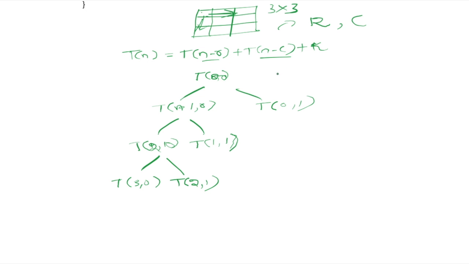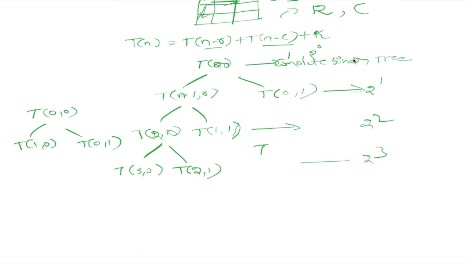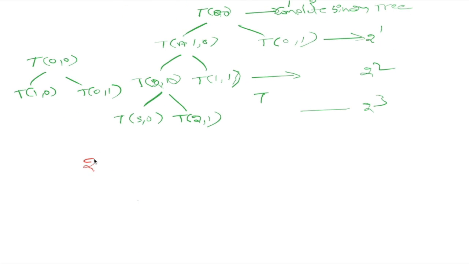So if you build the whole tree, it will become a complete binary tree. At each level, we can see how many calls are being made. So here 1, which is 2 power of 0, and here 2 power of 1. Here it will be 2 square because it's a complete binary tree, so 2 cube, and so on. Let's sum all of the recursive calls at each level. So we will get 2 power of 0 plus 2 power of 1 plus 2 square and so on, plus 2 power of i, where i is a level, and so on till how many rows and how many columns we have.